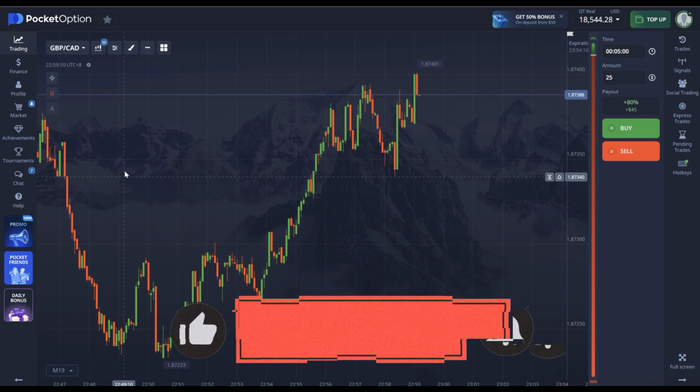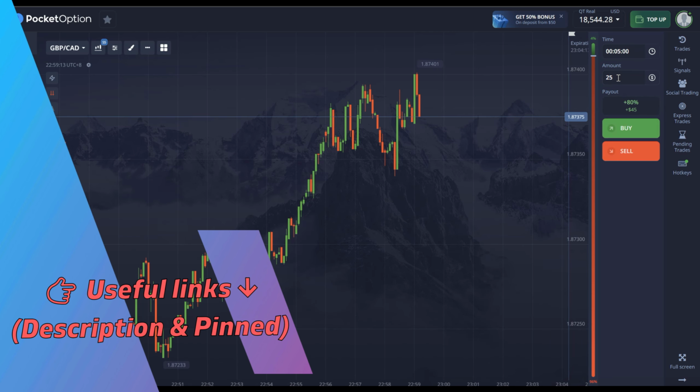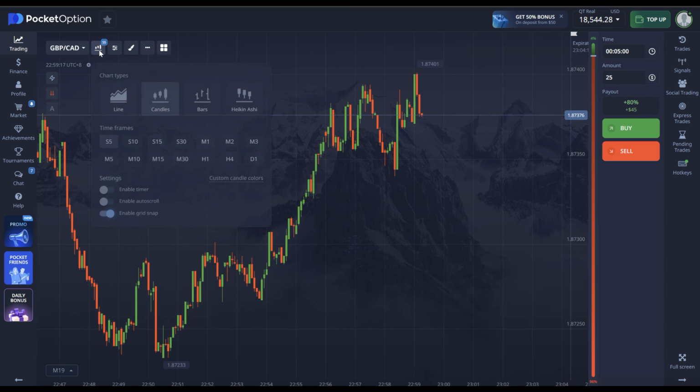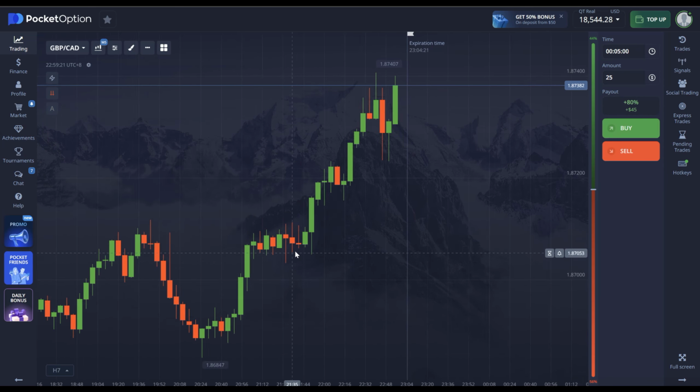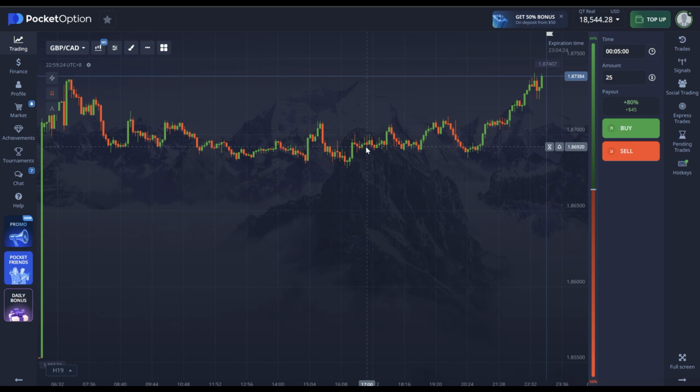I'll be trading based on support and resistance levels with an expiration time of 5 minutes and a trade amount of $25. Well, let's get started and see what's happening in the market where we can make some money or at least open some trades. I'll switch to the 5-minute time frame. Let's take a look at the charts.